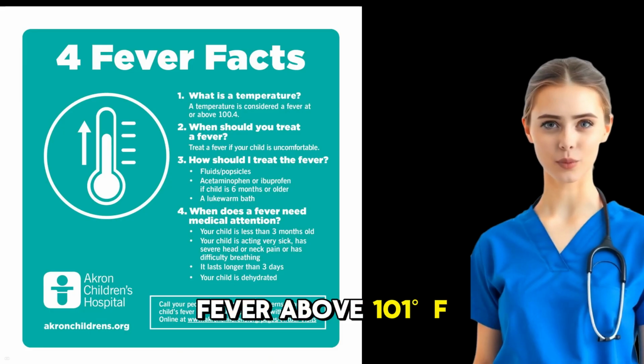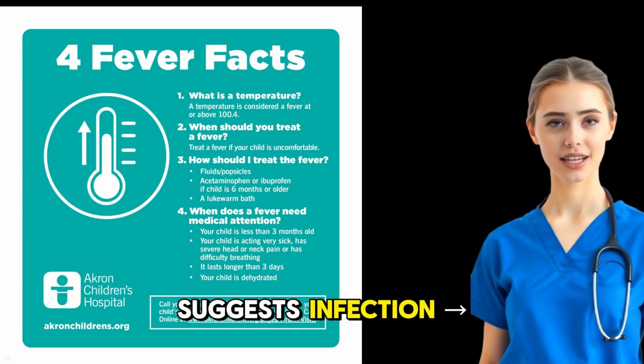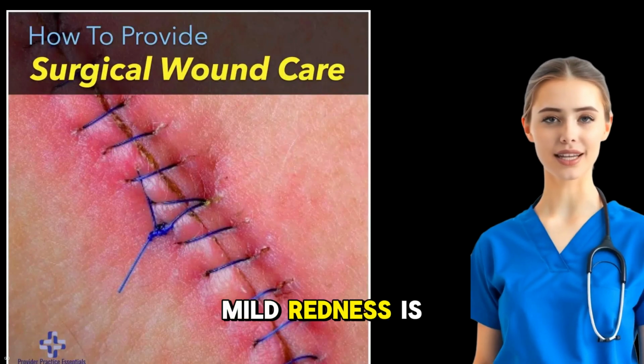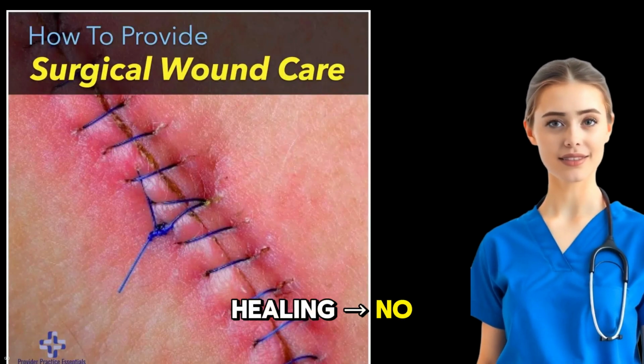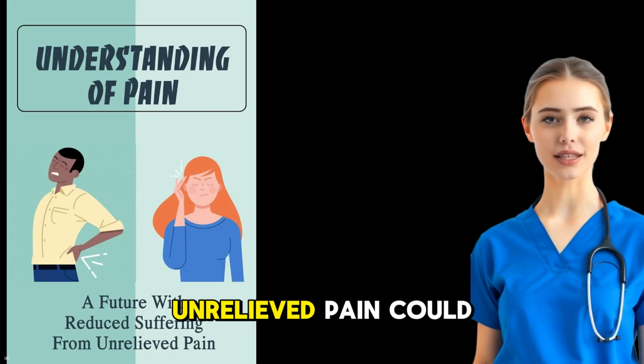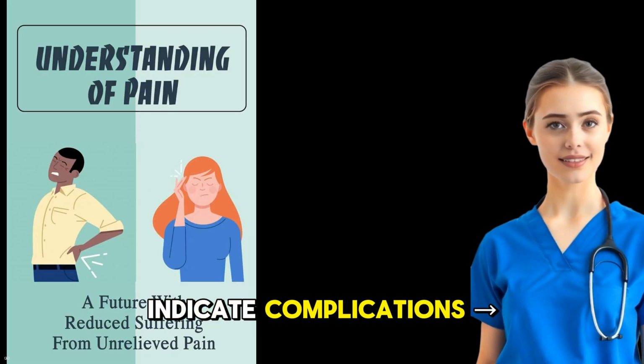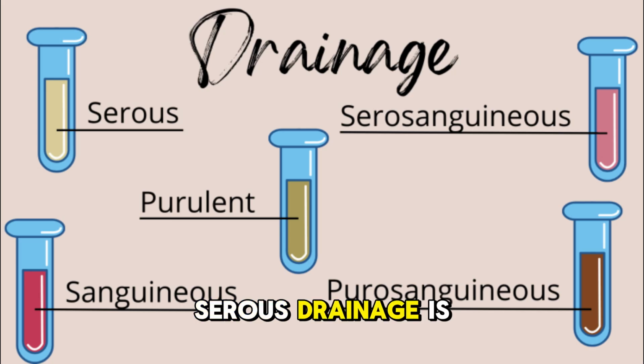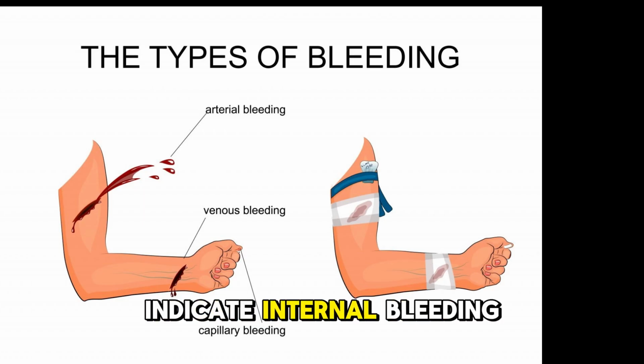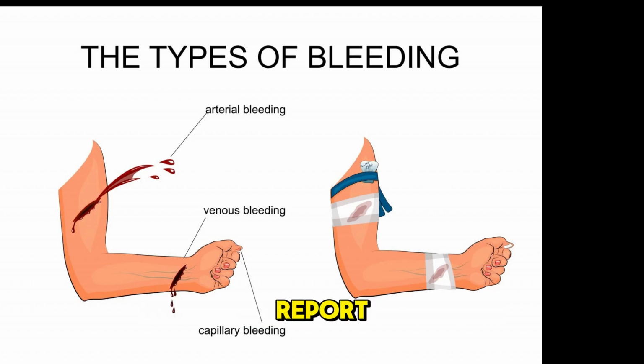Fever above 101 degrees Fahrenheit suggests infection, so report. Mild redness is expected in early healing, so no need to report. Unrelieved pain could indicate complications, so report. Serous drainage is normal, so no need to report. Low BP could indicate internal bleeding or shock, so report.